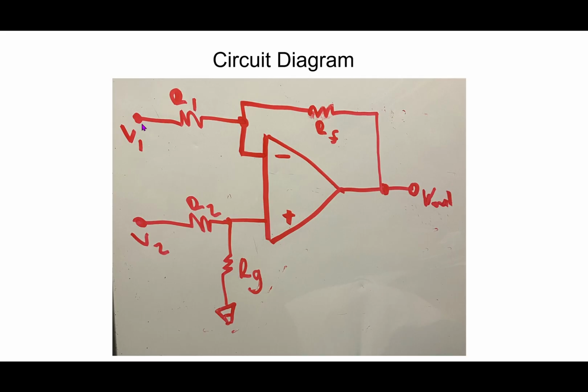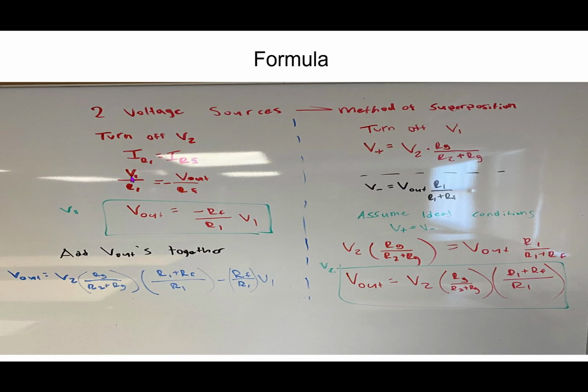This is because we have a current coming from V1 across R1, flowing from left to right, and then we have V out, another current flowing from right to left across RF. Two currents in opposite directions. So we have them equal to each other but negative, and then solving for V out, we have a negative RF over R1 multiplied by V1.